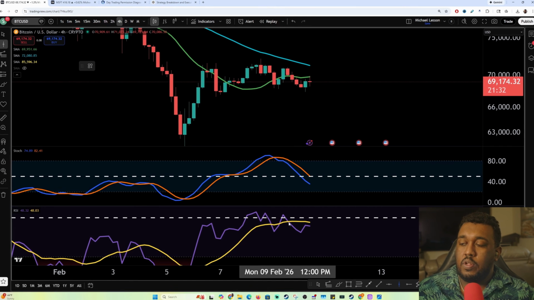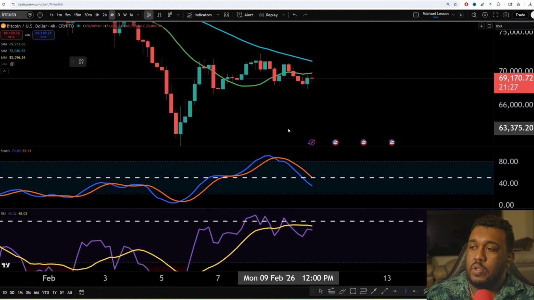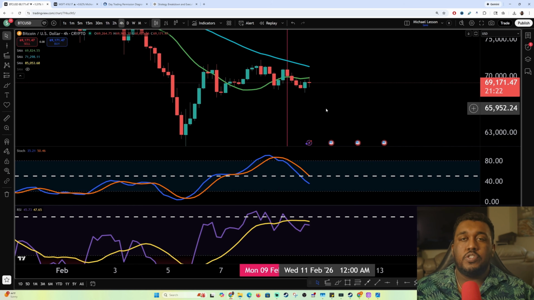The second one is at 12 p.m. right here. 12 a.m., 12 p.m. Okay, there we go. And then we go to 12 p.m. From here, we now have the ability to short. That's what just opened up for us.